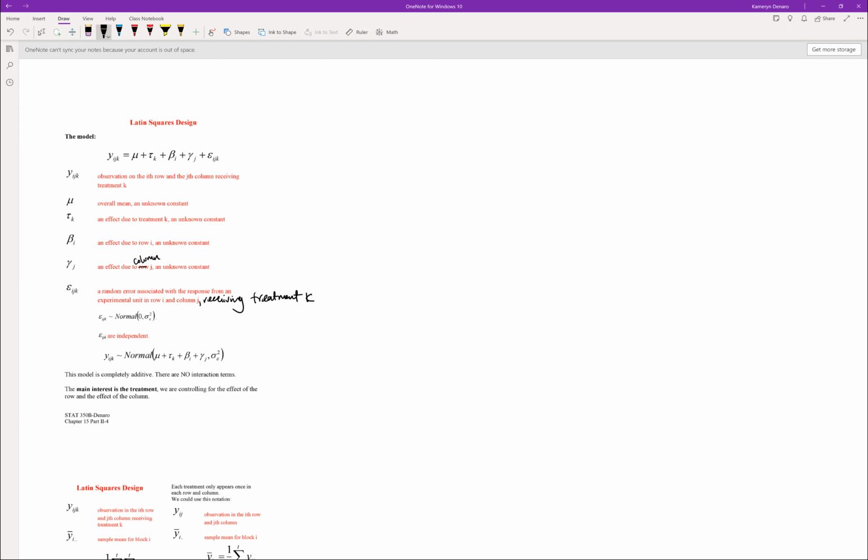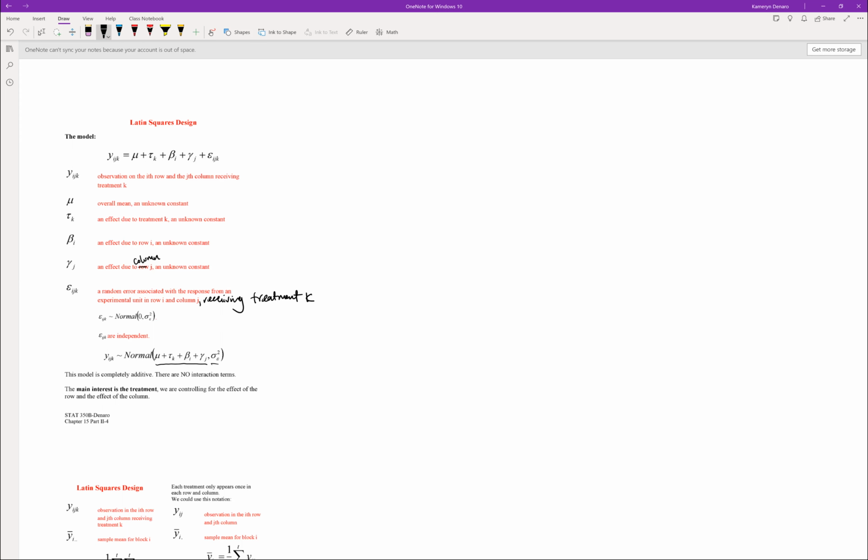And so when we think about our yijk, since the model is completely additive, there's no interaction terms, we know that it also follows a normal distribution where the mean is equal to mu plus tau k plus beta i plus gamma j, and the variance is equal to sigma squared epsilon. The main interest here is really the treatment, but we're just controlling for the effect of the row variables and the effect of the column variables.